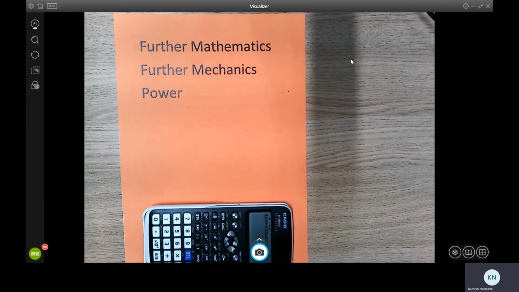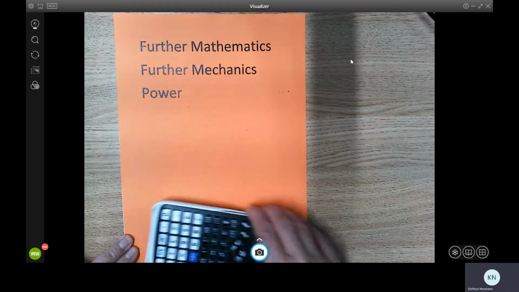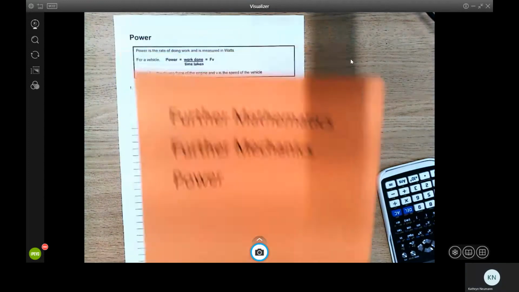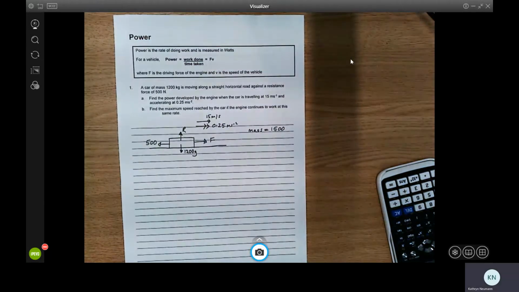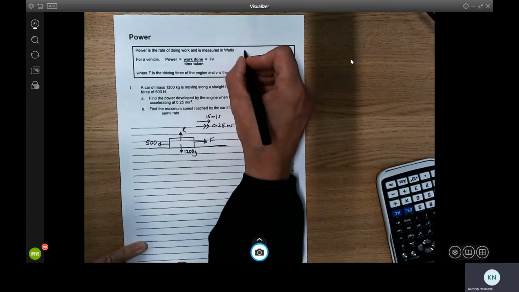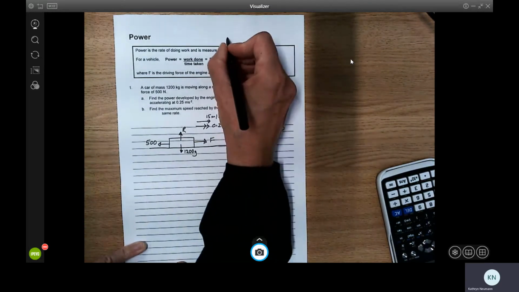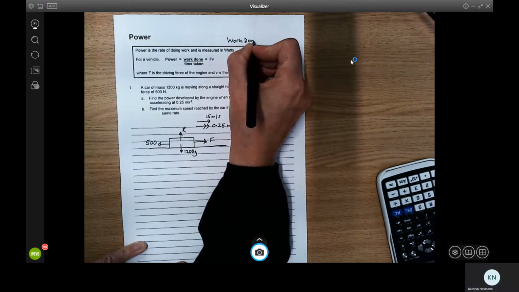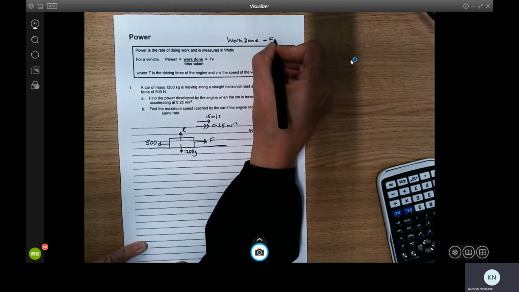Hello and welcome to the Further Maths video on further mechanics, and this week's topic is power. Looking at the definition of power in the workbook, we need to think of power as being the rate of doing work. Using the formula we already know for work, work done is force times distance.